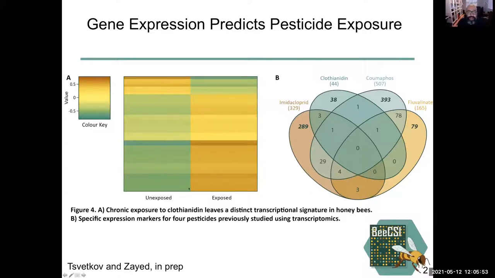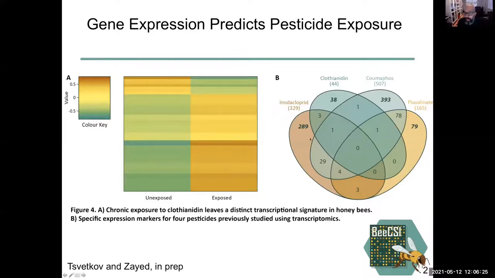So based on this small study, we also found data on three other pesticides: imidacloprid, which is another neonicotinoid, and coumaphos and fluvalinate, which are miticides that are commonly used to control mites in honeybee colonies. And they were also based on RNA sequencing. And just to explore whether there's going to be a lot of overlap in differential gene expression, we did this Venn diagram. It's showing you the overlap in differential gene expression across these four molecules.